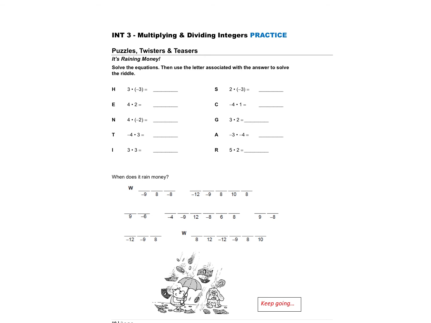Your assignment is 2 pages. On this first page, we have all multiplication problems. You're going to put your answer next to each problem. Then you're also going to use the letter for that problem, find the answer down below, and fill in the riddle. You might see the number on there more than once. Fill in that letter as many times as you see it appear. Question is, when does it rain money? I'm curious to find out what the answer is to that.